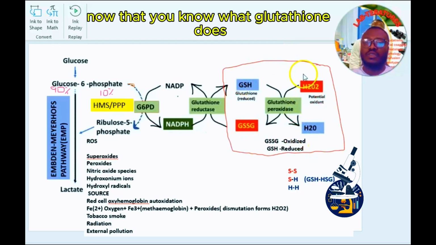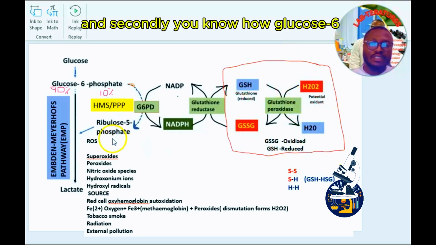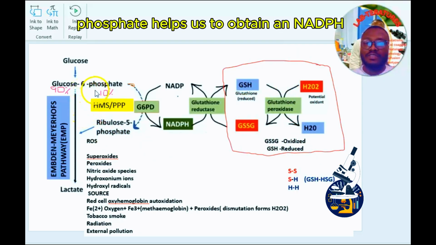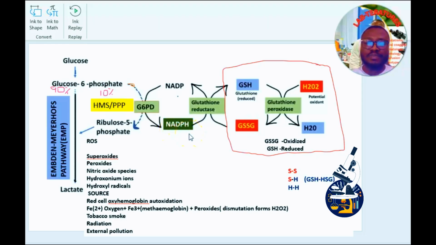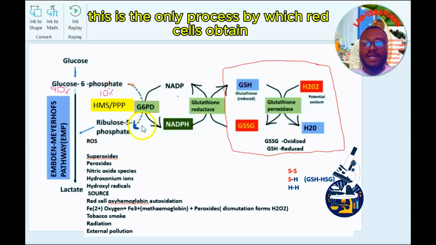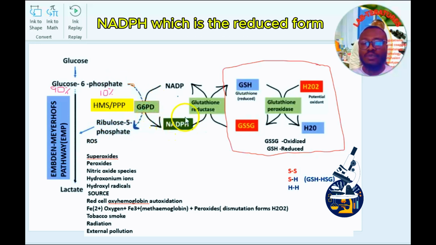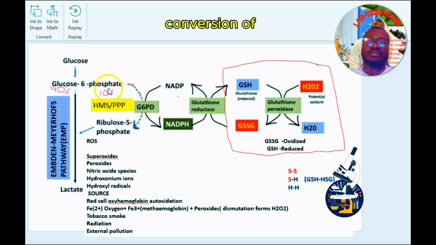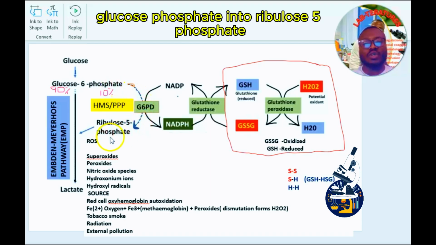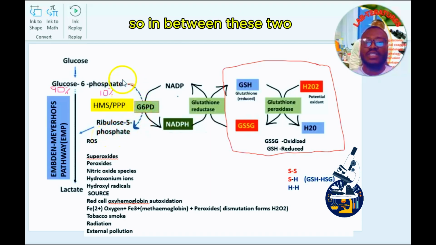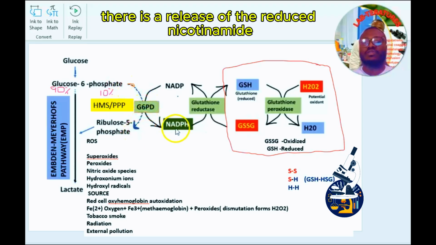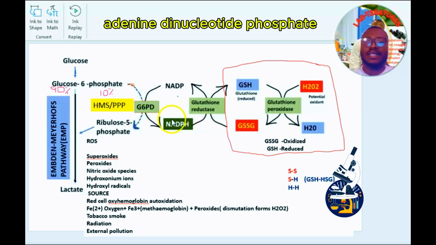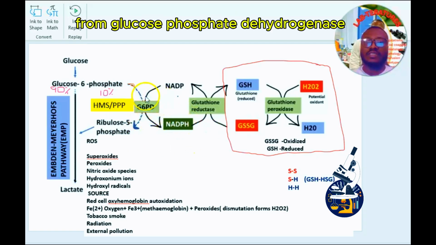Now that you know what glutathione does, and secondly, you know how glucose 6-phosphate helps us to obtain NADPH. This is the only process by which red cells obtain NADPH, which is the reduced form, through the glucose 6-phosphate dehydrogenase conversion of glucose 6-phosphate into ribulose 5-phosphate. So in between these two, there is a release of the reduced nicotinamide adenine dinucleotide phosphate from glucose 6-phosphate dehydrogenase.